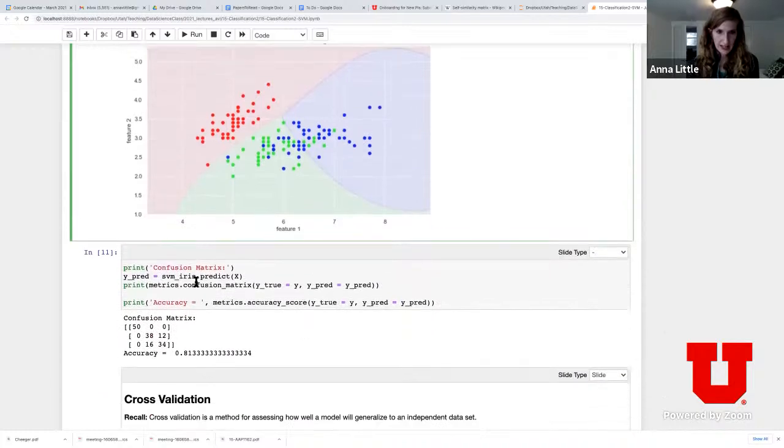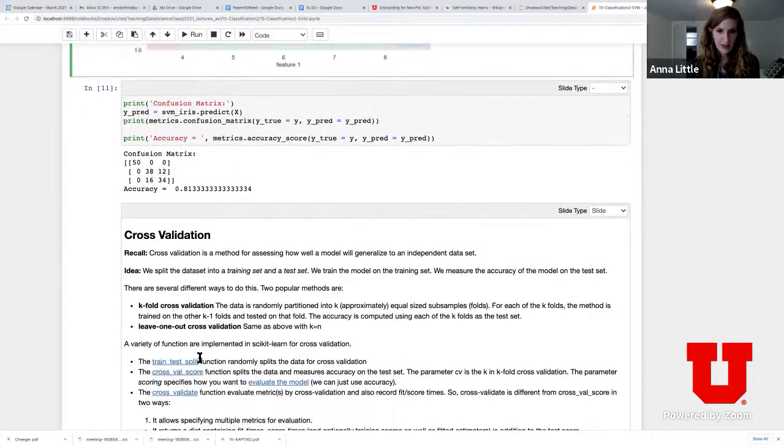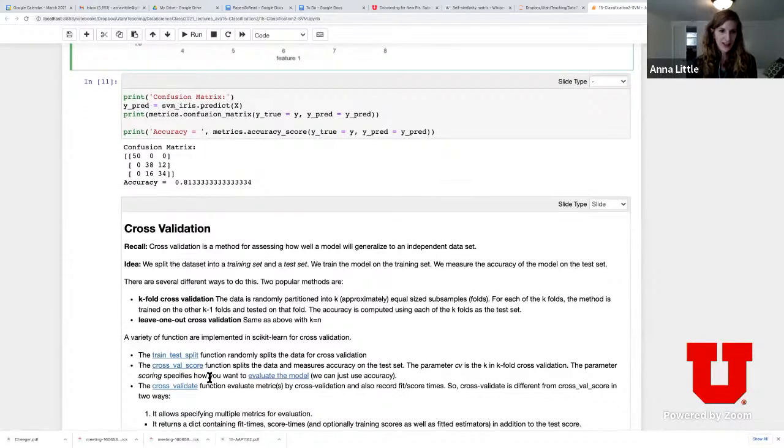Okay, and then if you compute the confusion matrix and the accuracy, you can see that the overall accuracy is 81%. Actually, let me not make that comment so that we have enough time for cross-validation.